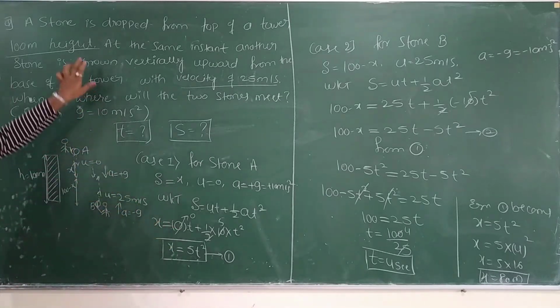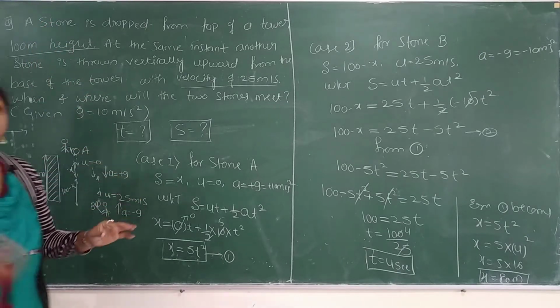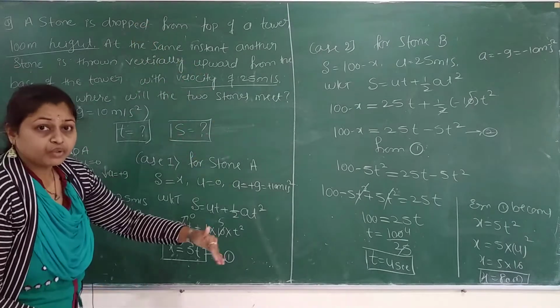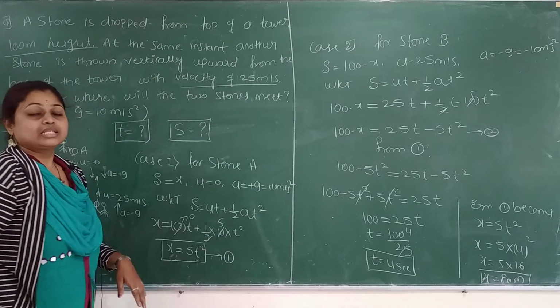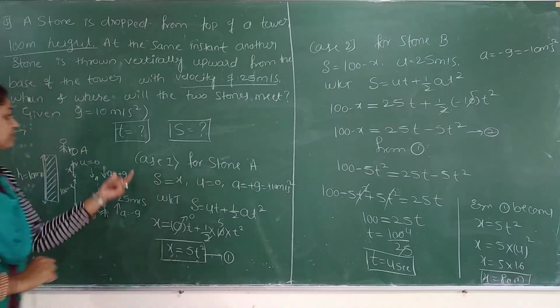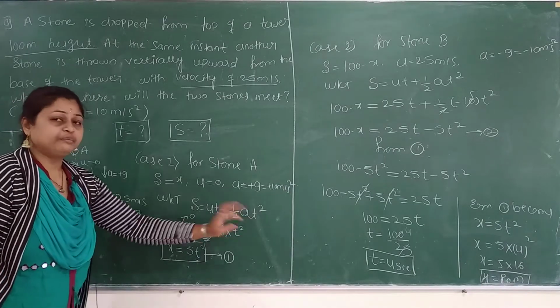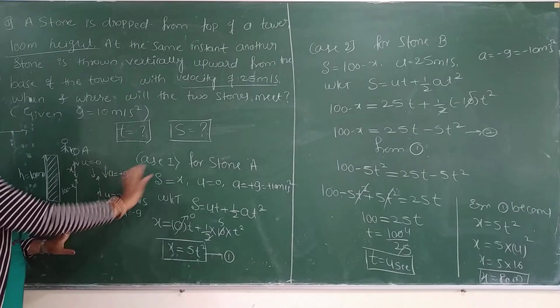Once again, just 2 stones are dropping. One stone is dropping and another stone is going vertically upward. So for downward motion, acceleration is positive. For vertical upward motion, acceleration is negative. Just take the equation, that is the third equation of motion, s equals ut plus half at square. Just take a rough diagram. From this you can write the data clearly.